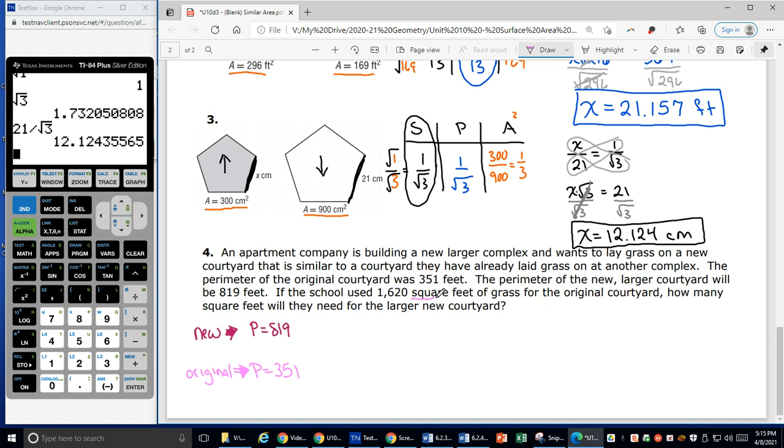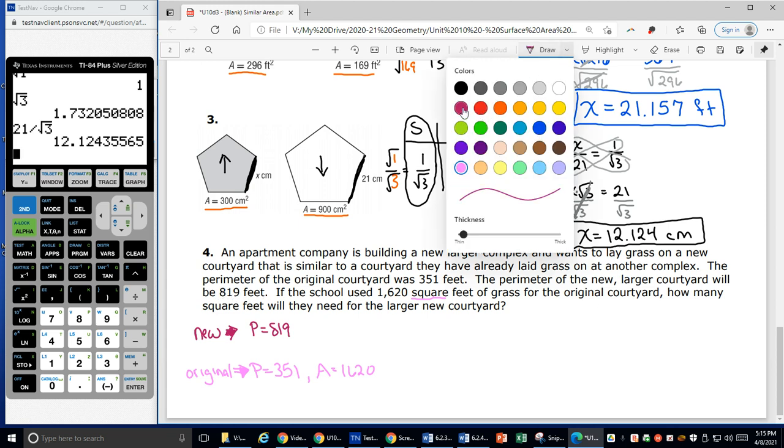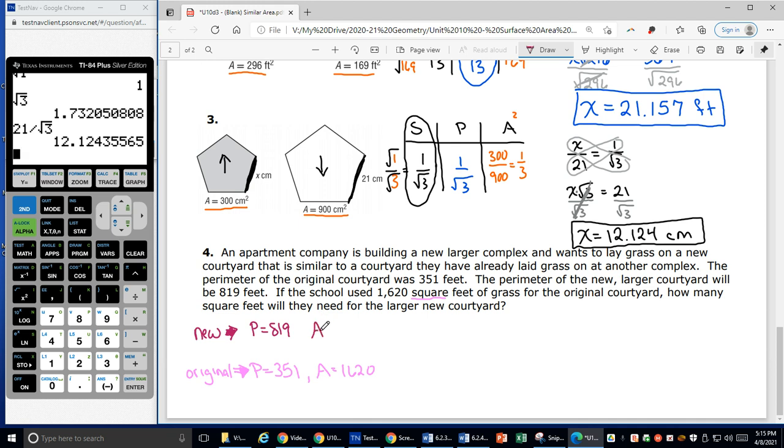The school used 1,620 square feet of grass for the original courtyard. So when I see square feet, when I see square, I know they're talking about area. So my original courtyard had an area of 1,620 square feet. How many square feet will we need for the new, larger courtyard? So I'm looking for the new area. That's what I'm trying to find.